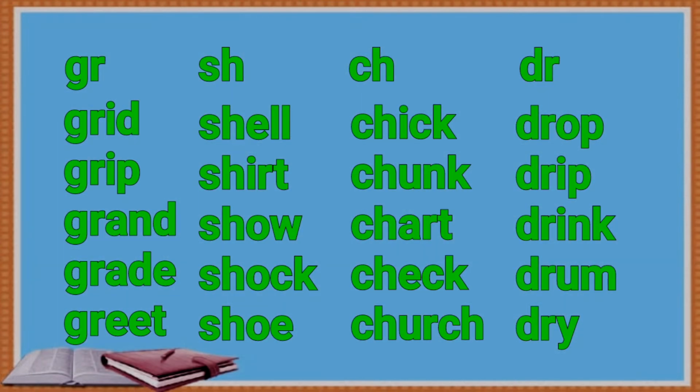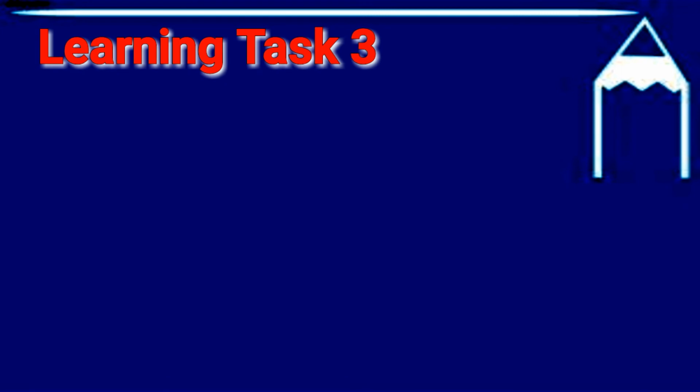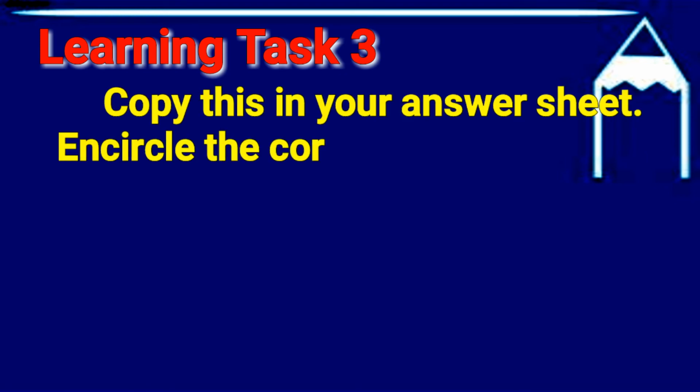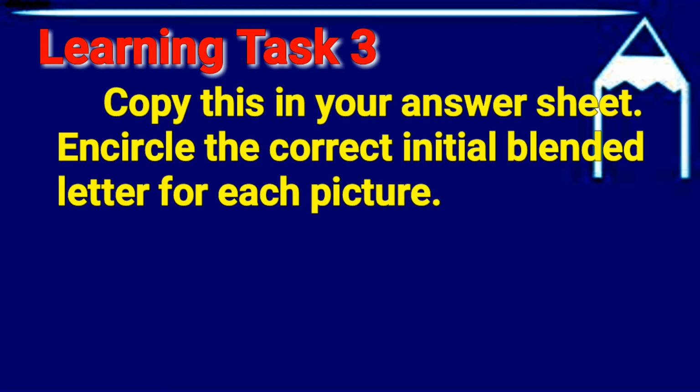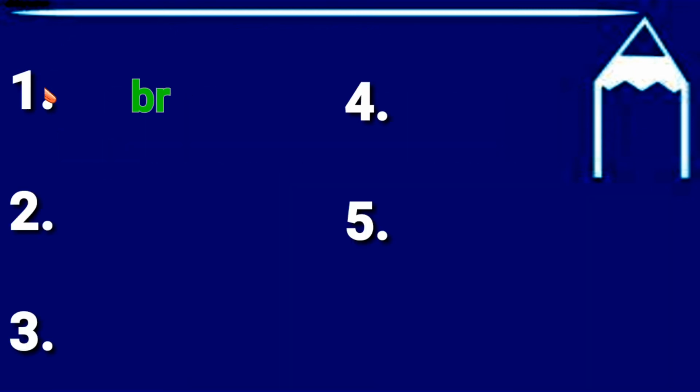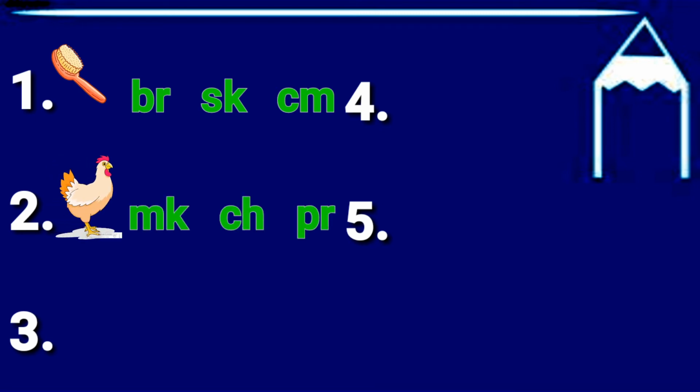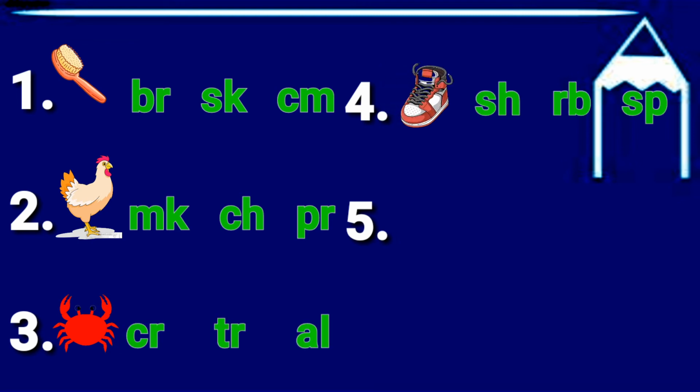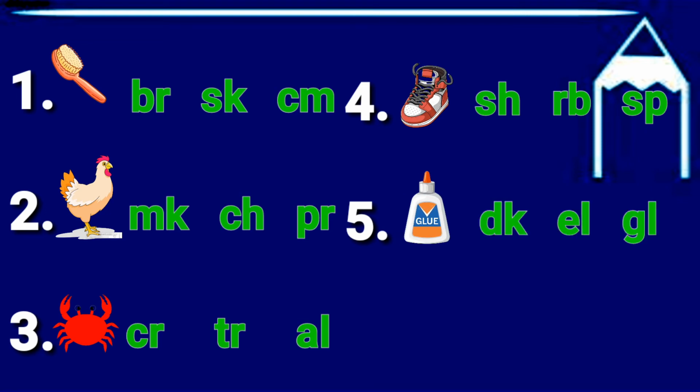Great job, kids! Learning test number 3. Copy this in your answer sheet. Encircle the correct initial blended letter for each picture. Look at number 1. What's in the picture? What is the initial blended letter for this picture? How about 2? What's that? 3, 4, and last, look at number 5. Let's see if you got the correct answer.